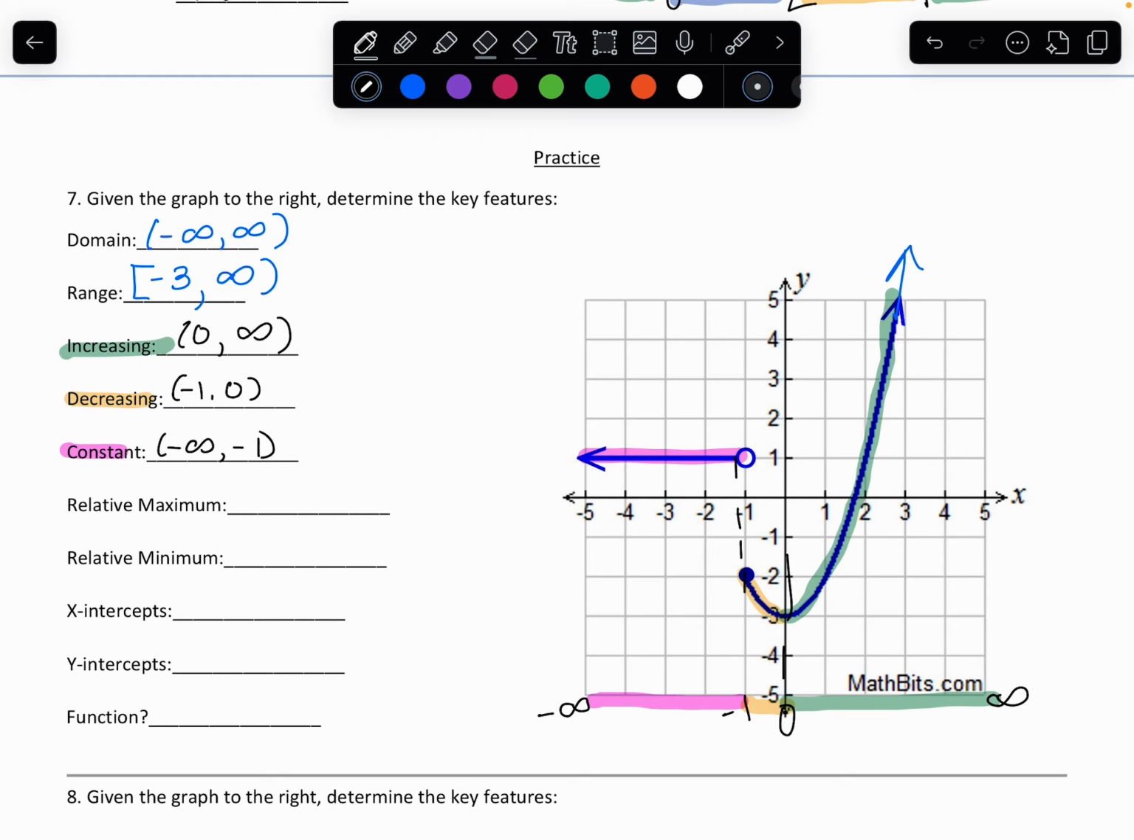So maximum, there is nowhere that our graph goes from increasing to decreasing, so there's none. Our relative minimum, we actually do have one. It is at 0, -3, because that is where a graph goes from decreasing to increasing. And then our x-intercepts, this is where we pass the x-axis. I'm going to say maybe 1.9. Y-intercept is at -3. And it is a function because this is an open circle over a closed circle. Remember, open circles tell us we get super duper close, but we don't actually include that point.